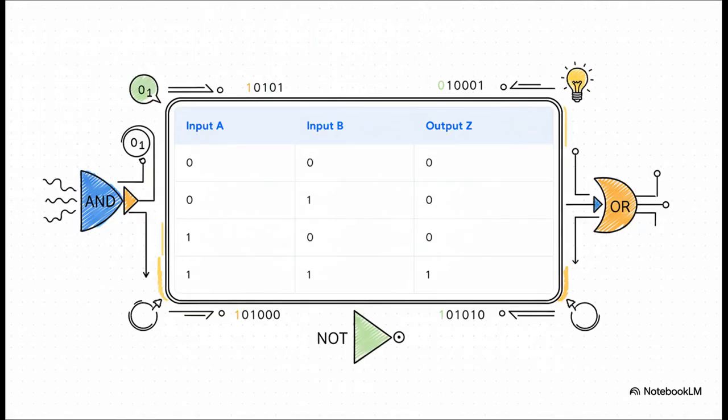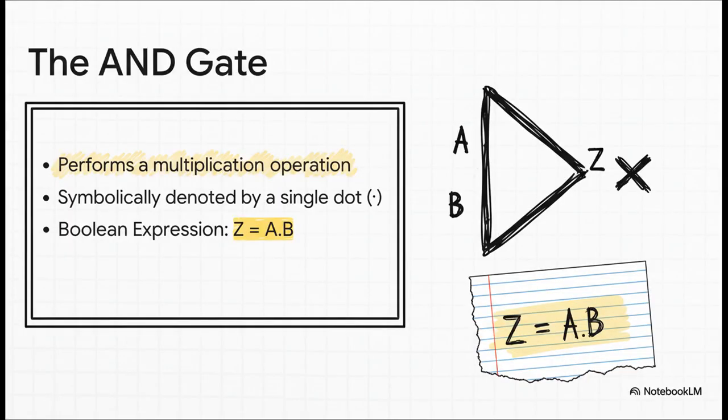Look at that! Unlike the OR gate that was full of yeses, there is only one single scenario where the AND gate gives a yes, and that's when both A and B are on. Anything less results in a flat no. Because of this strict all-or-nothing nature, the AND gate is seen as performing a multiplication operation. Anything multiplied by 0 is 0. In its Boolean expression, this is written as A times B equals Z.